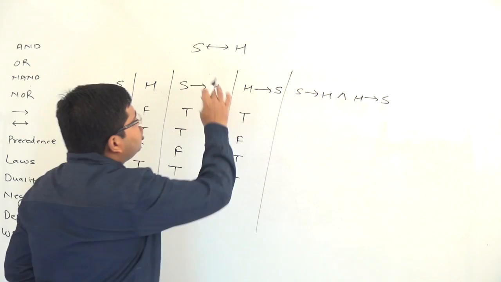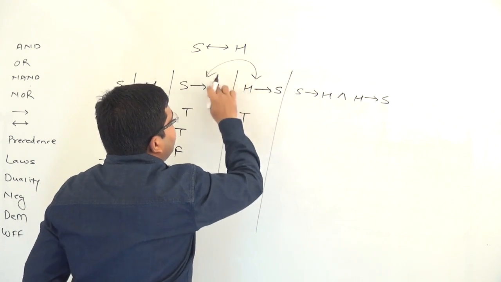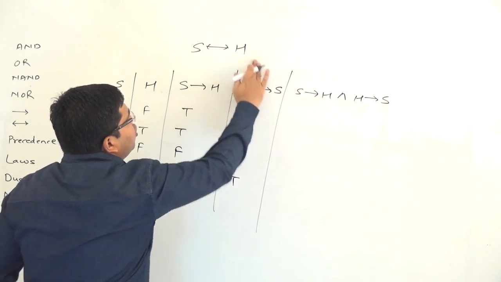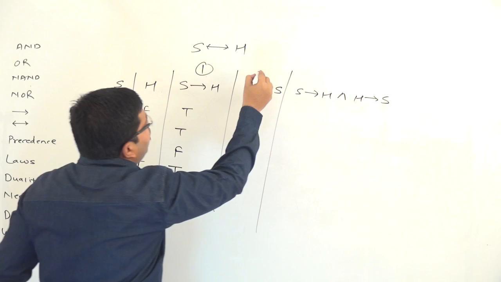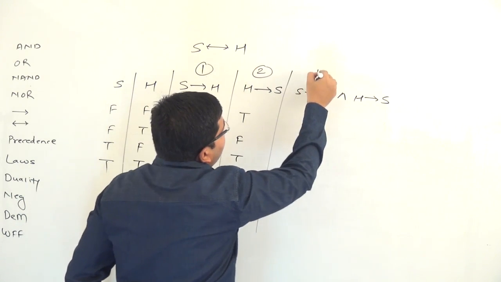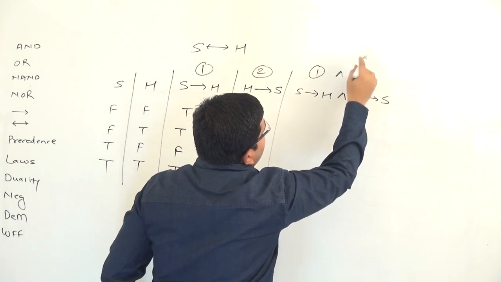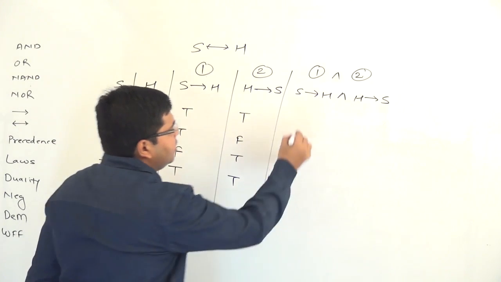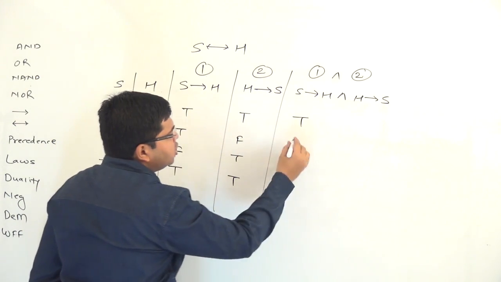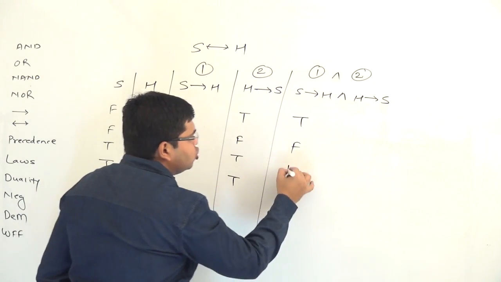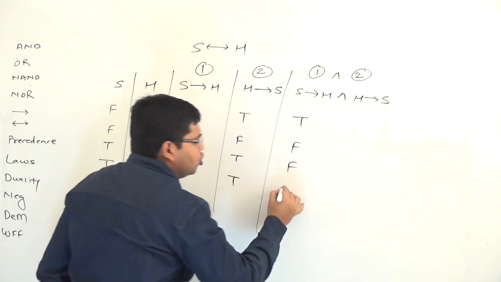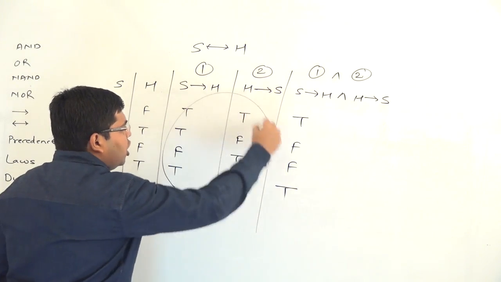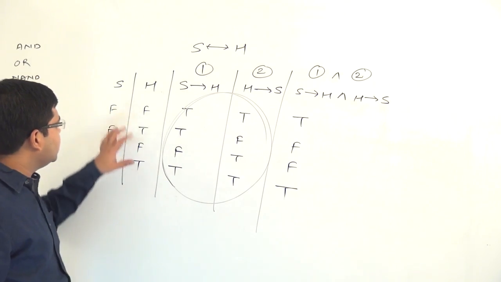And these two columns have to be ANDed to get the result of this third column, because we can see, I will give numbers here. We will call it 1, we will call it 2, and here what we are doing, 1 ANDed with 2, and therefore let us see what is the result. True and true will be true, true false will be false, false true will be false, false false will be true.